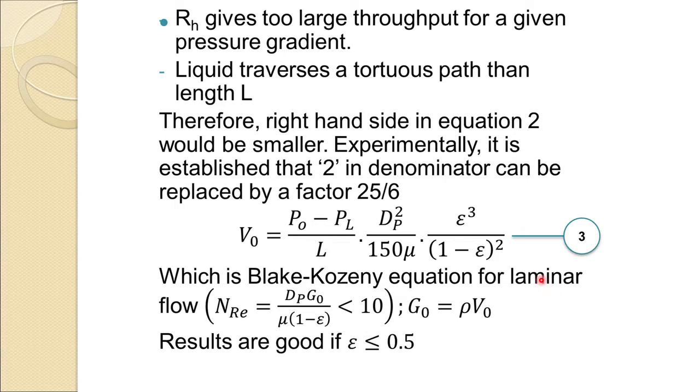the Blake-Kozeny equation for laminar flow. The Reynolds number is defined using the particle diameter and the mass velocity, where rho is the density of the gas and the superficial gas velocity, the void fraction, and the viscosity of the gas. So, the Reynolds number should be less than 10, then you can get the pressure drop across the bed using this correlation. The result is good when the void fraction is less than or equal to 0.5.